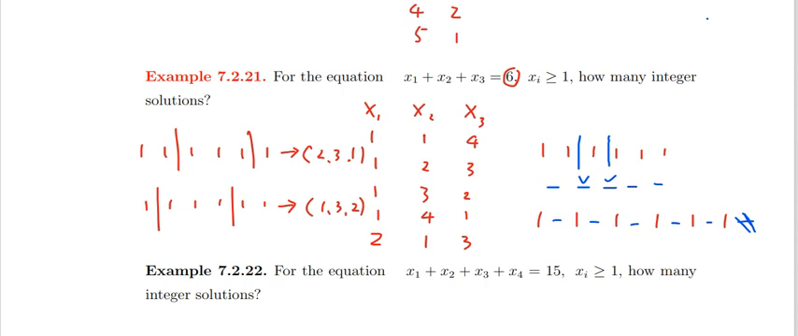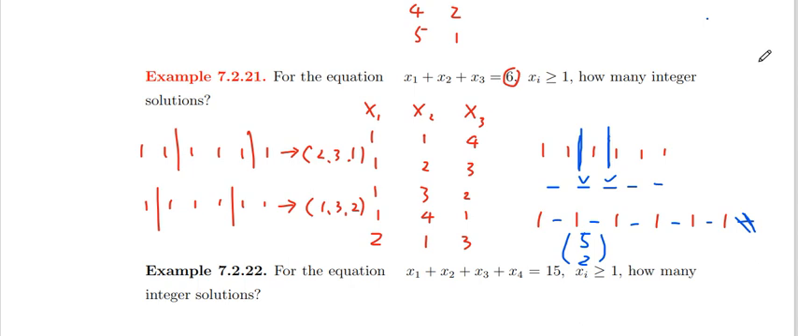So from 5 positions, we just pick 2 positions. For these 2 positions, we put those bars to split them, right? So how many ways? From 5, we just pick 2. So we have so many solutions.